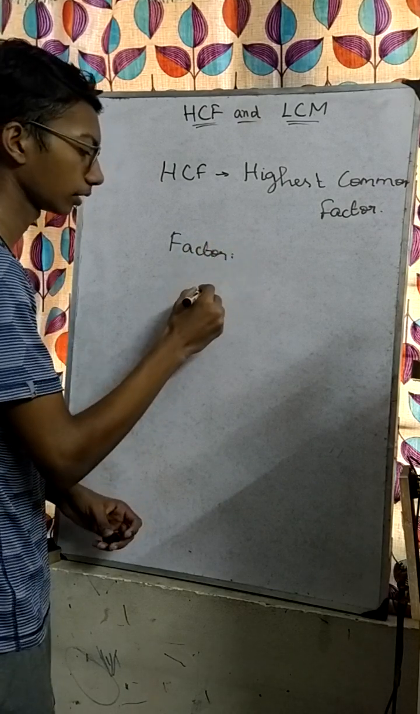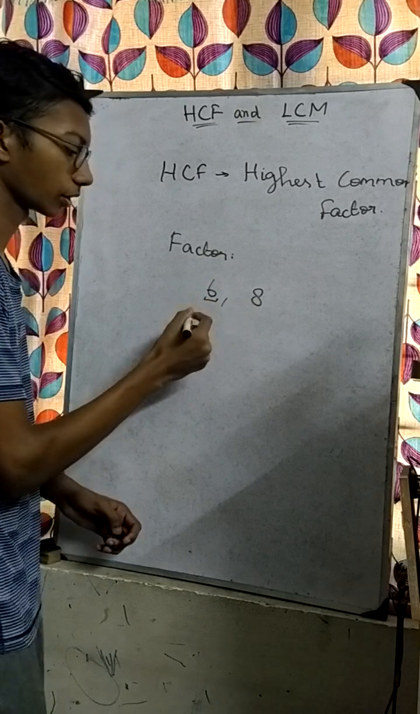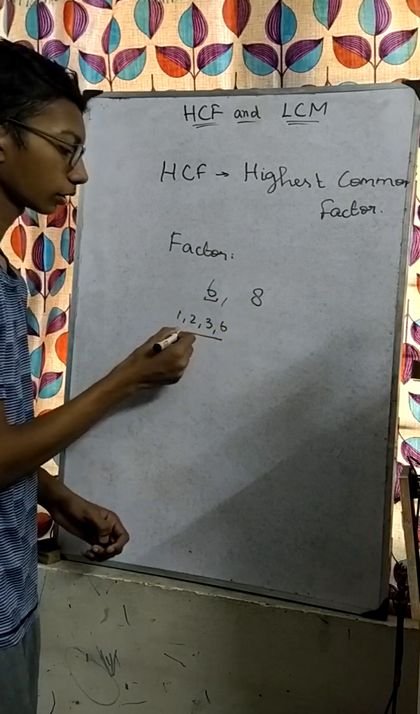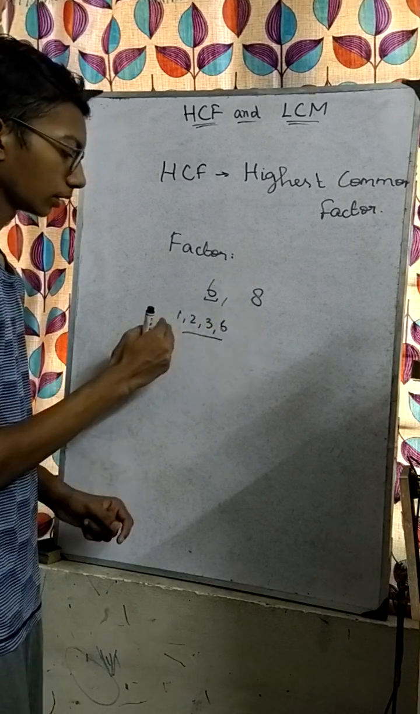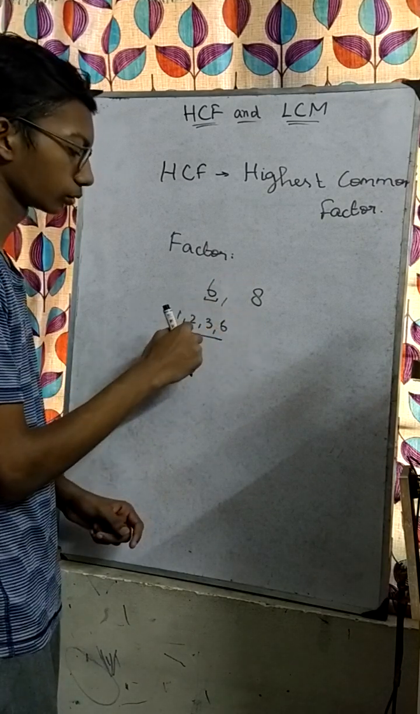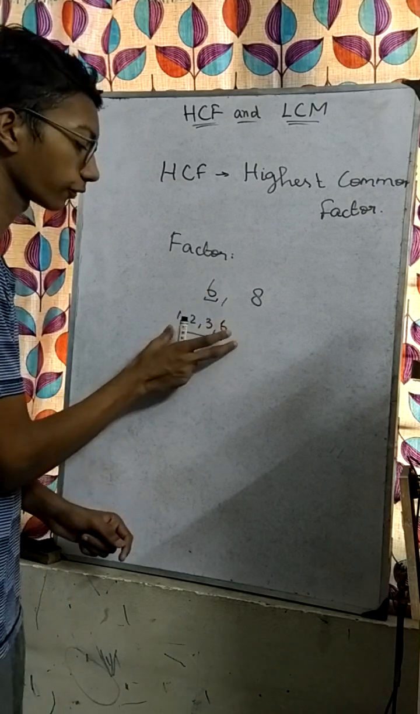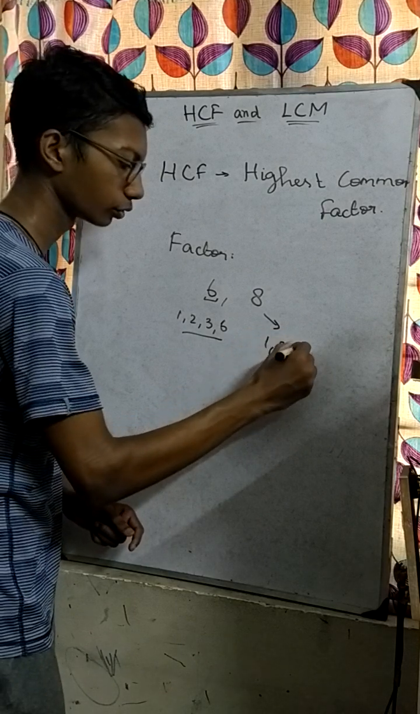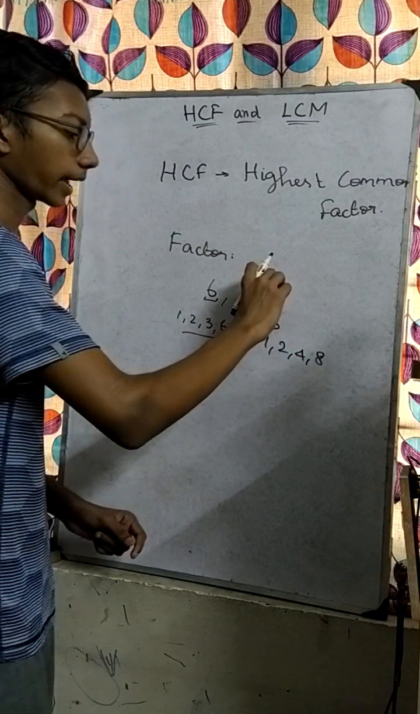Let's say we have two numbers like 6 and 8. The factors of 6 are 1, 2, 3 and 6. These are the four tables that 6 will come across. For 1, 6 are 6, 2, 3s are 6, 3, 2s are 6, 6, 1s are 6. Now for 8 it is 1, 2, 4 and 8. These are the four tables that 8 will come across.